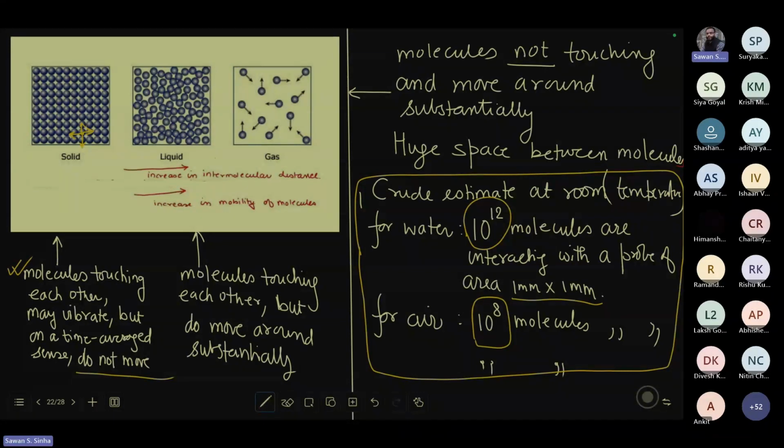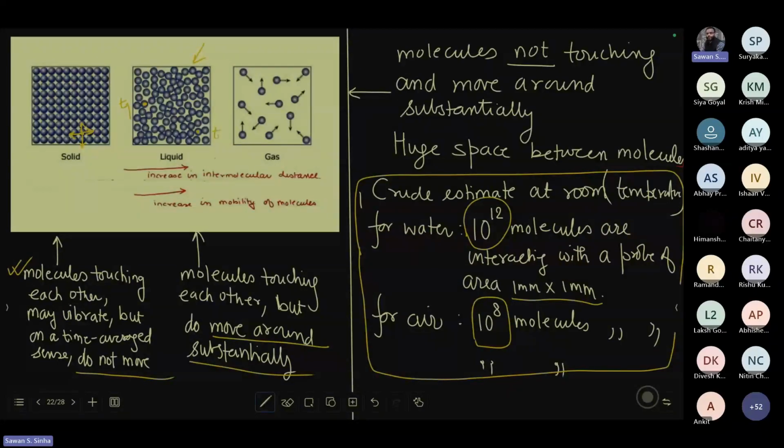In contrast, liquids have molecules still touching each other. Most of the molecules are still touching each other. That's what is shown in this diagram picture. They do touch each other, but they do move around substantially also in liquids. A molecule which is at time t1 here, after some time that molecule may find its way and it may appear here.